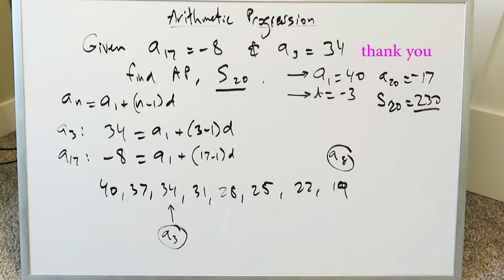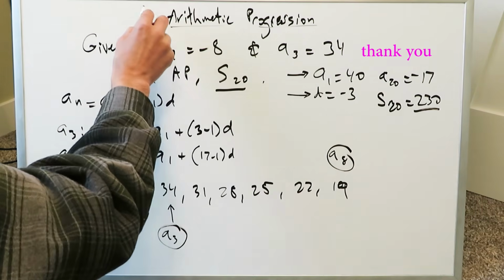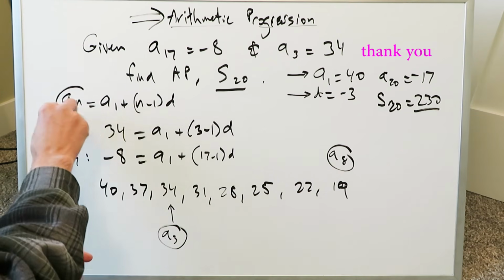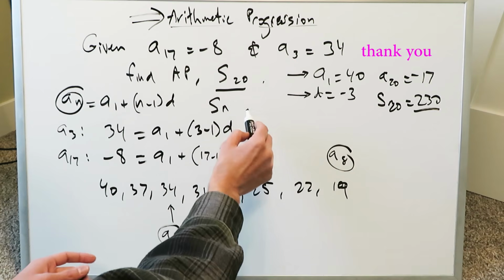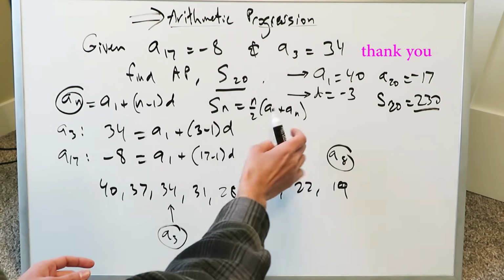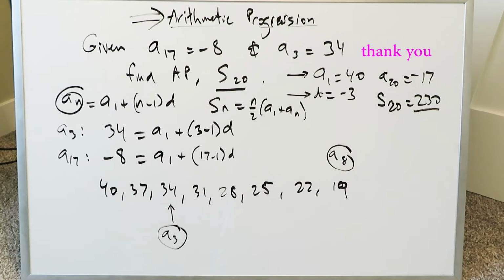But this right here was all I wanted to show you with regards to this beginners or basic introduction to arithmetic progression. The formulas which you should know were the one related to an, and the other one related to Sn, which is always n over 2 times your first plus your nth item. And that's the formula you need to be aware of.